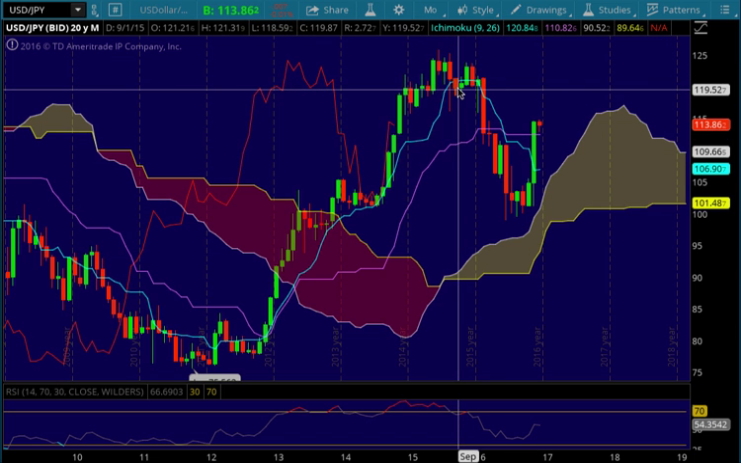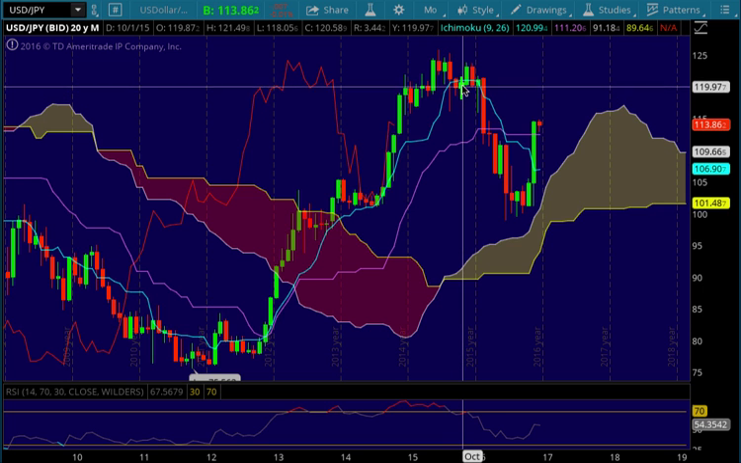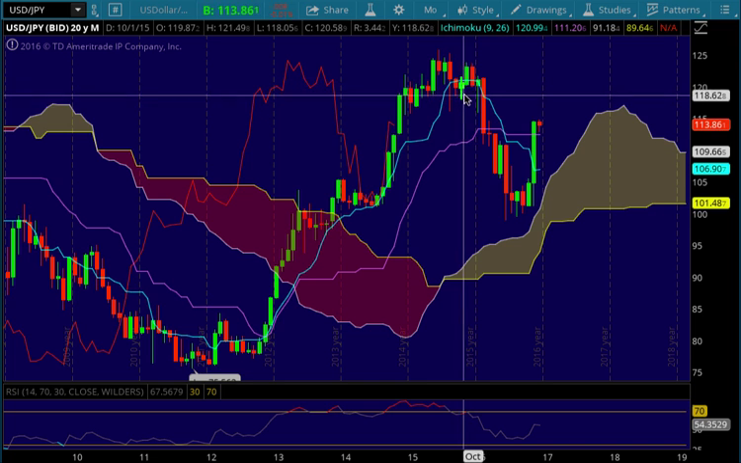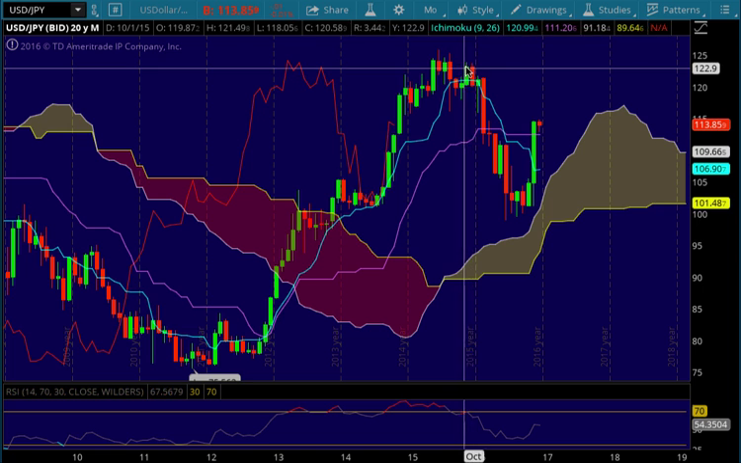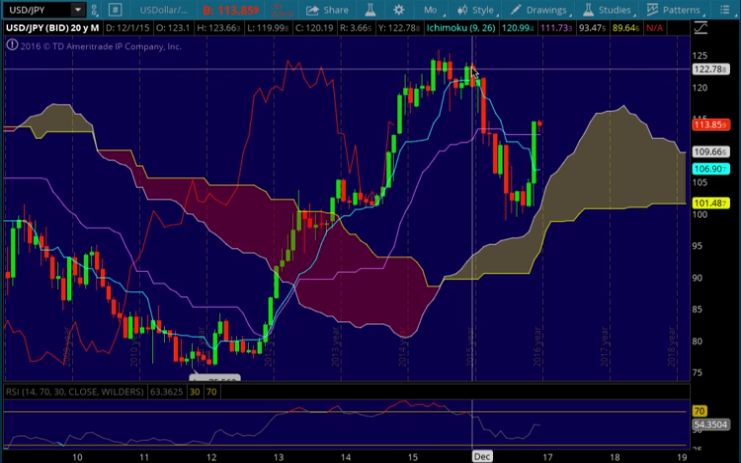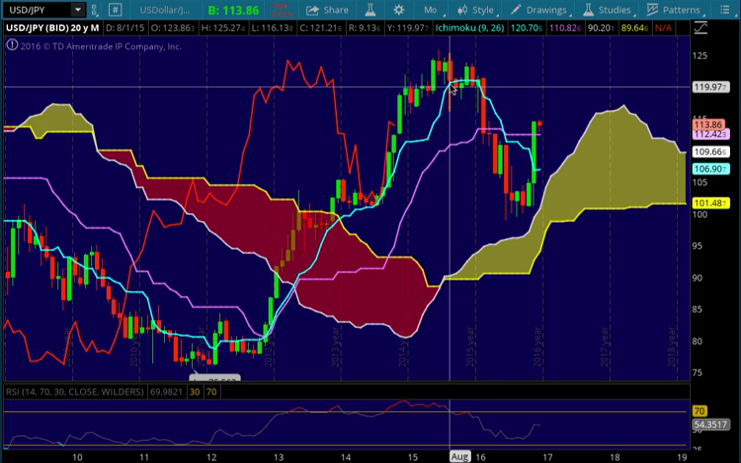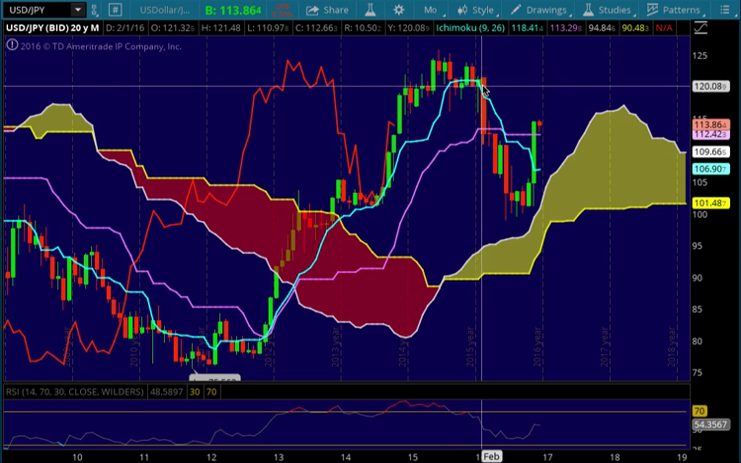We did put in a close underneath the Tenkan Sen, suggesting the potential for a change of trend to the downside. The next candle in October of 2015 closed underneath the Tenkan Sen, but put in a hammer type candle. So that was a warning that we might get another trend change to the upside, and indeed that's what happened.